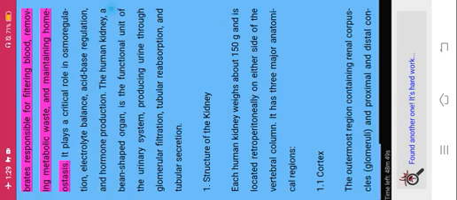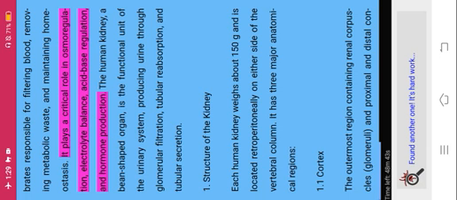Introduction. The kidney is a vital excretory organ in vertebrates responsible for filtering blood, removing metabolic waste, and maintaining homeostasis. It plays a critical role in osmoregulation, electrolyte balance, acid-base regulation, and hormone production.